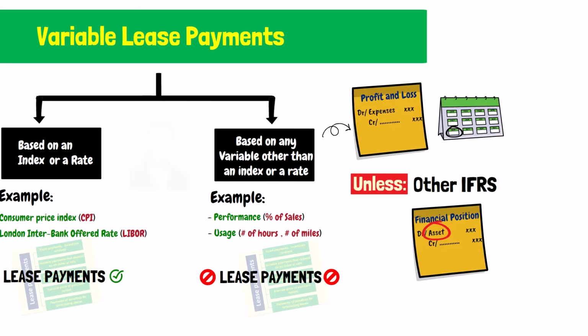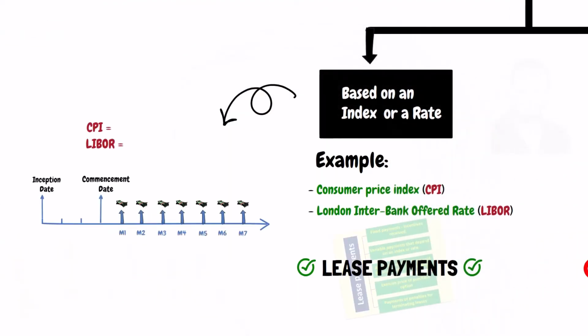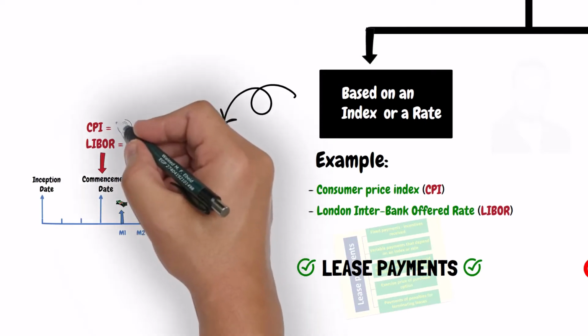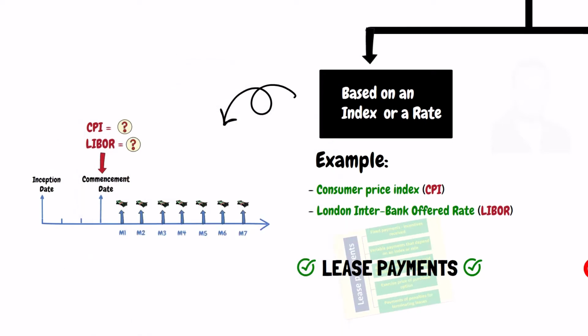The variable lease payments that are based on an index or a rate are measured at the commencement date, by referring to the value of that rate or index at the commencement date. And if these rates and indices change subsequently, the future lease payments should be revised to reflect these changes. We will see an example for this in the following lecture.